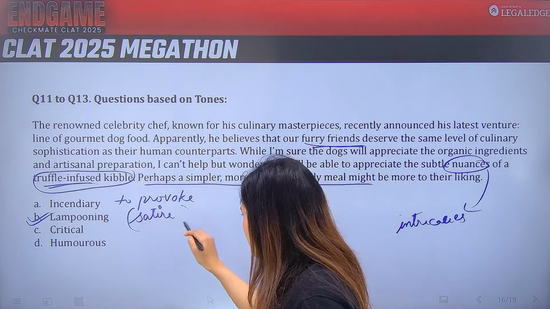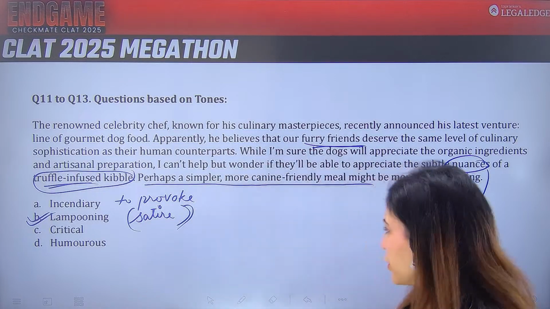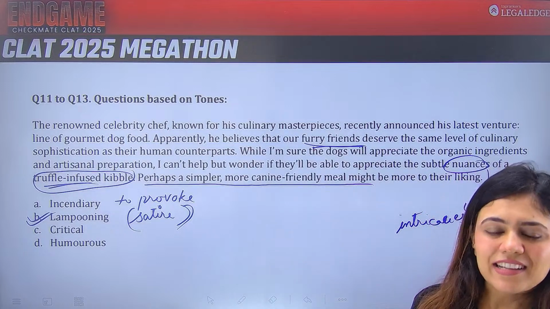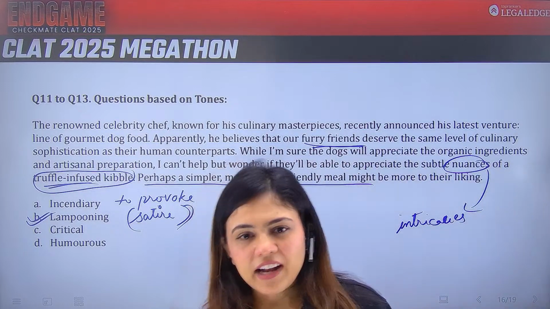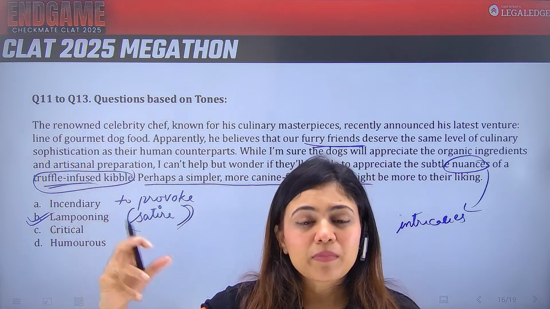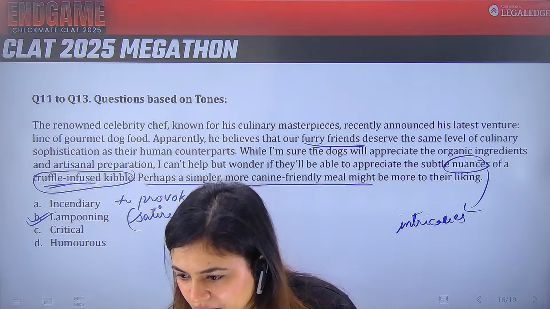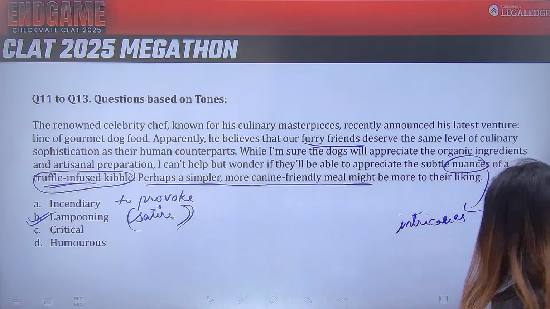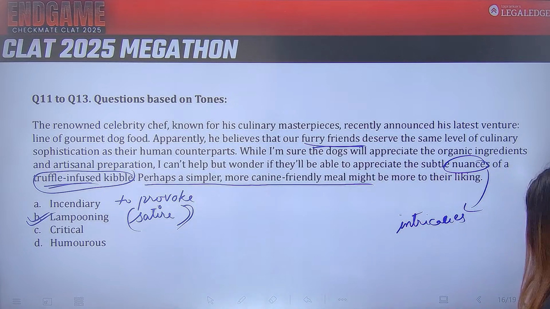He is trying to, you know, आप बोल सकते हो sarcastically remark at the gourmet level, five-star level food that is meant for dogs. ठीक है? And yes, moving forward to the next one.